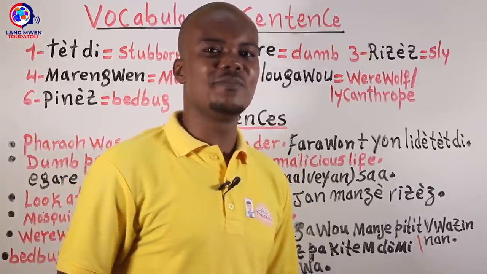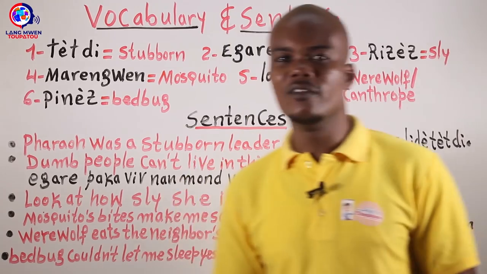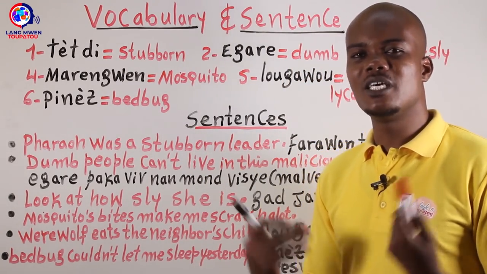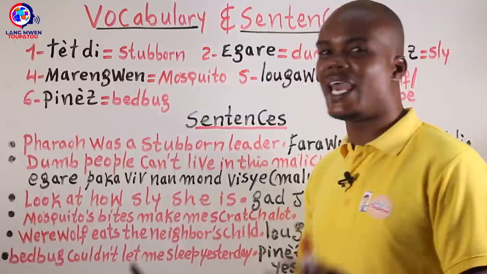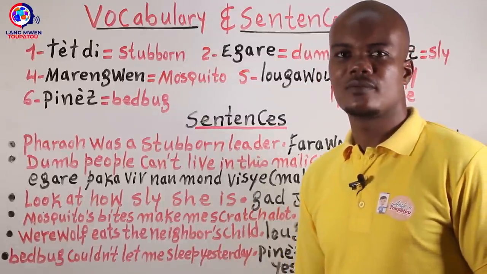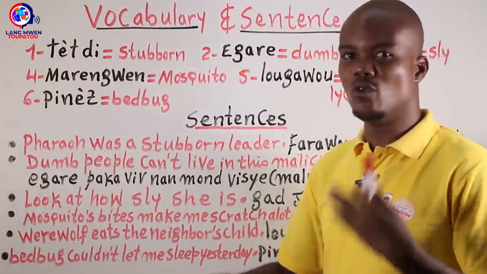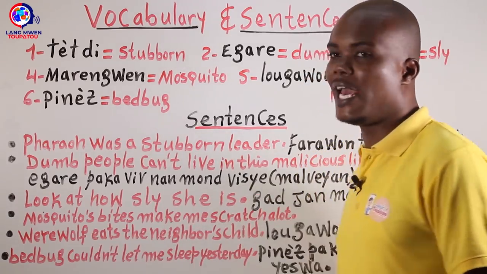Werewolf eats the neighbor's child. Werewolf ate my child. Okay? My child. Werewolf ate my child.